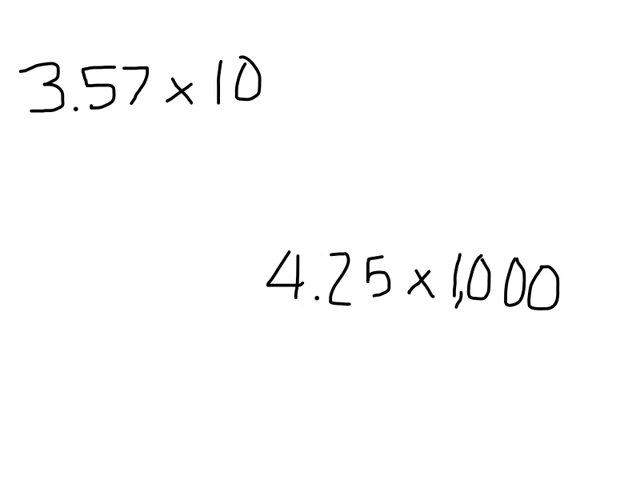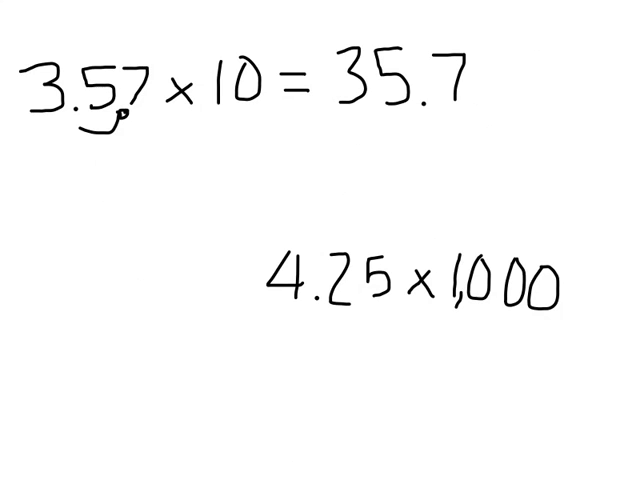Now you try a few. What's 3 and 57 hundredths times 10? First, how many times will I need to move the decimal? I'll need to move the decimal 1 time. What will be the result? Well, when I move the decimal 1 time, the answer is 35 and 7 tenths.